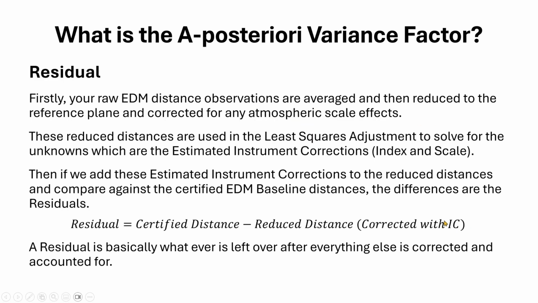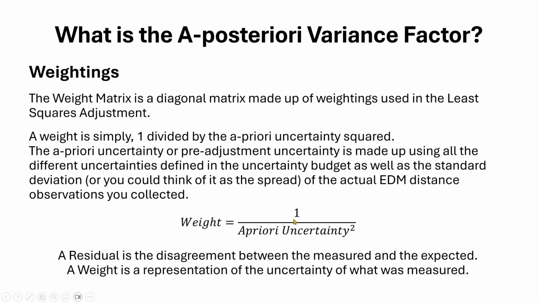So at the risk of repeating myself, let's quickly go over the residual again. Firstly, your raw EDM distance observations are averaged, then reduced to the reference plane and corrected for any atmospheric scale effects. These reduced distances are used in the least squares adjustment to solve for the unknowns of the instrument corrections, index and scale. Then we add these instrument corrections to the reduced distances and compare against the certified EDM baseline distances, and the differences are the residuals. A residual is basically whatever is left over after everything else is corrected for.